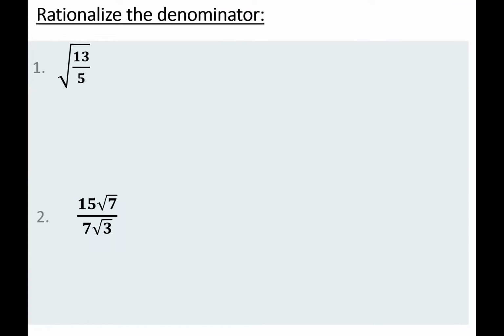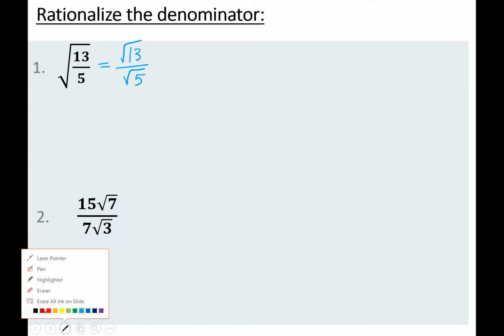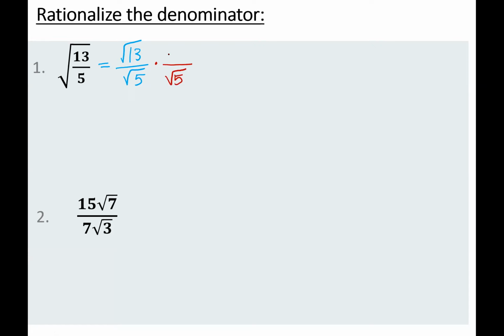Rationalize the denominator. Number 1, the square root of 13 over 5. Let's start by splitting this up into the square root of 13 over the square root of 5. If we're focusing on rationalizing the denominator, we notice the radical in the denominator, which is the square root of 5. And we'll multiply by the square root of 5 over square root of 5.